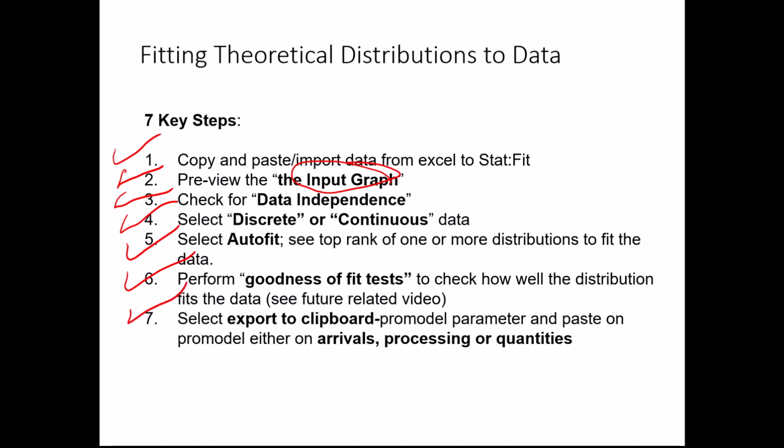And last is select and export to the clipboard, and directly you can export the parameters that AutoFit has, which means if it's a uniform, a normal distribution, or a triangle, you can export it directly to ProModel into the proper arrival, processing, or quantity area. So now that you know the 7 steps, let's get to it and look at the examples.